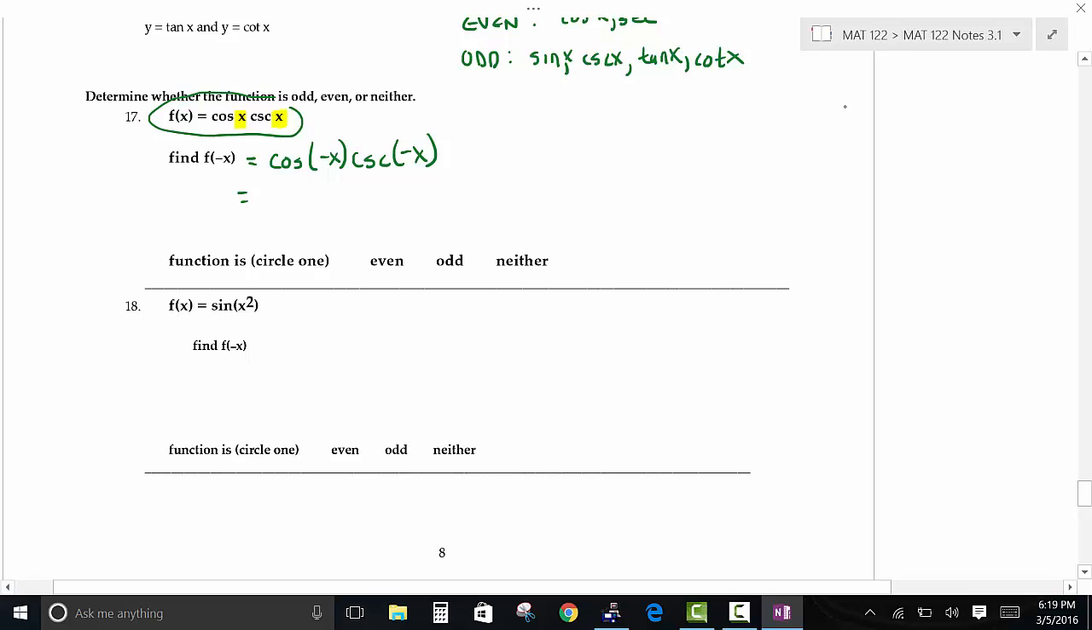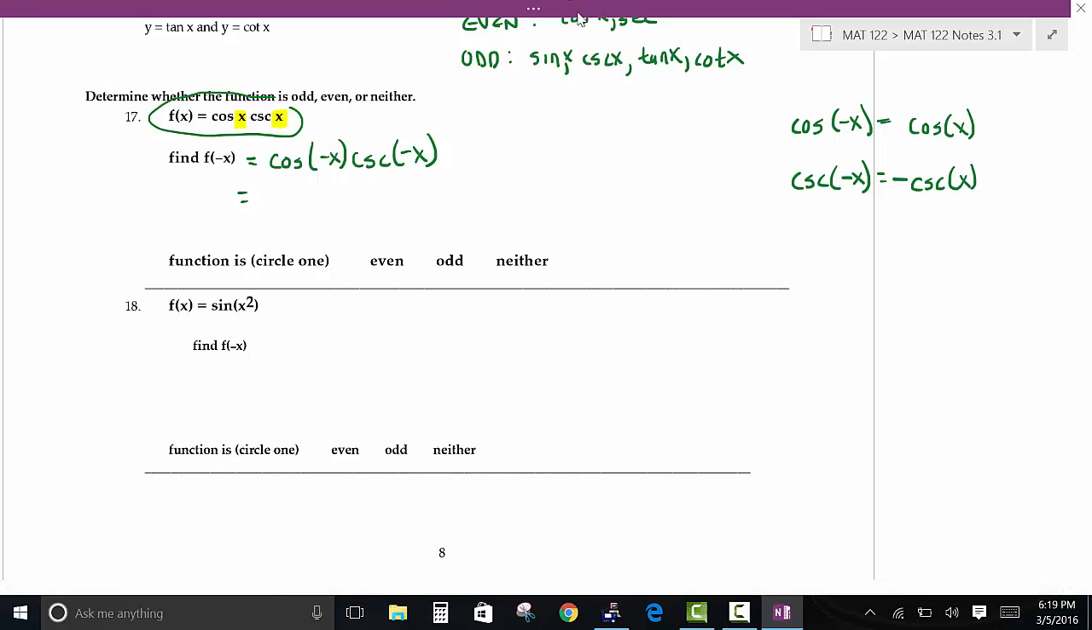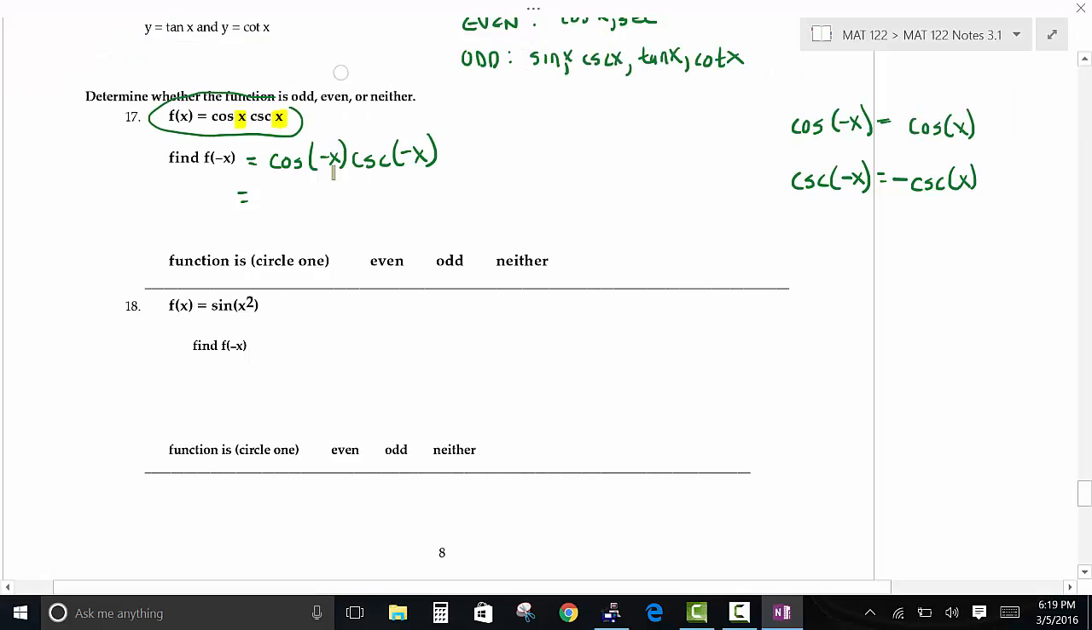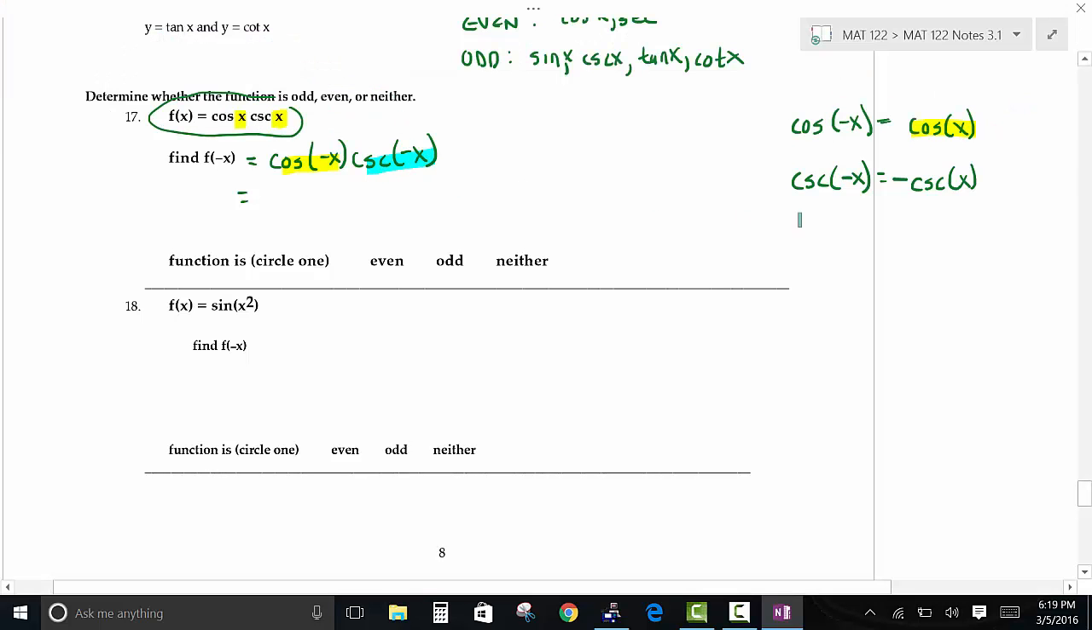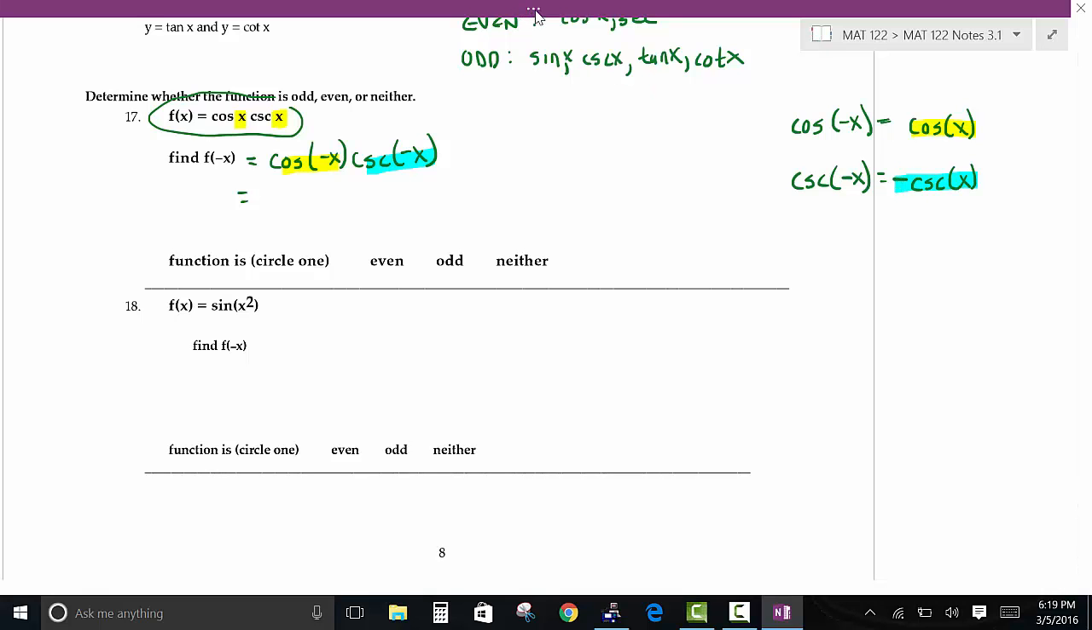So we're going to use the identity. So first of all, the cosine is an even function. So that means the cosine of negative x is just equal to itself. The cosecant is an odd function. So that means the cosecant of negative x is the opposite, or negative cosecant of x. So what we're going to do is a couple of substitutions like this. This gets replaced with this because it's an even function. This gets replaced with this because it's an odd function.